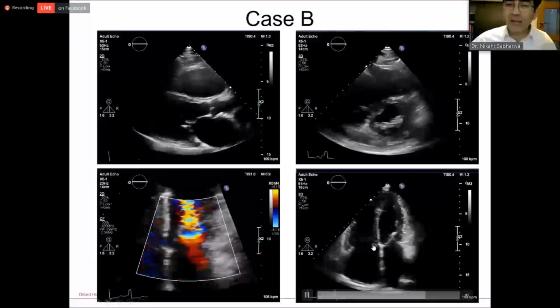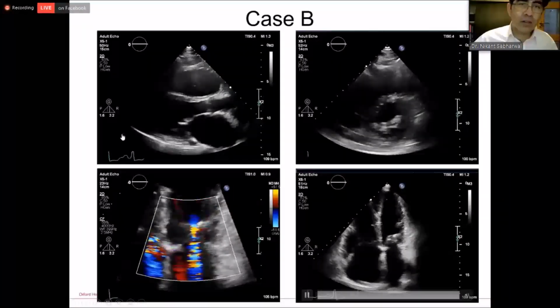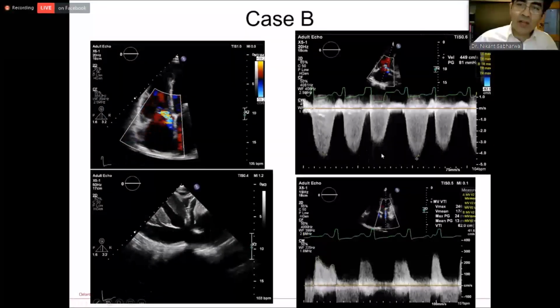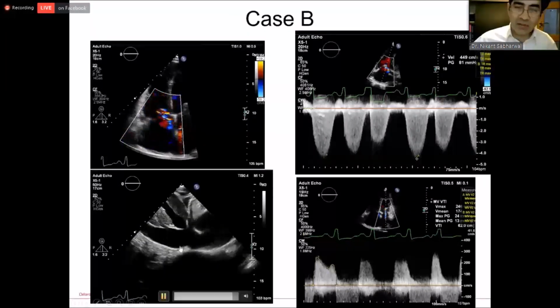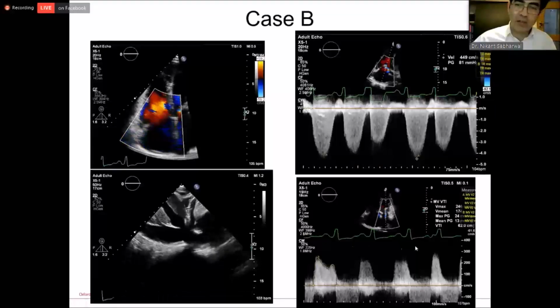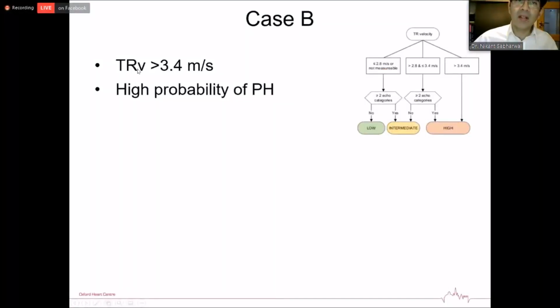So we have some criteria straight away that suggests this patient has some pulmonary hypertension. There's clearly tricuspid regurgitation. When we measure the TR velocity, it's well over 3.4 meters per second, so straight away into the high risk group. The IVC is dilated. There's less than 50% change in respiration. So this again is a very straightforward example of following the guidelines. The TR velocity, definitely more than 3.4 meters per second. We're straight down this arm of the pathway, high probability of PH.